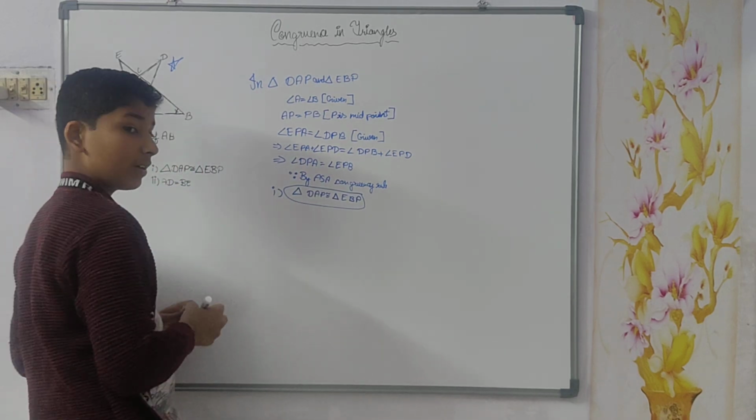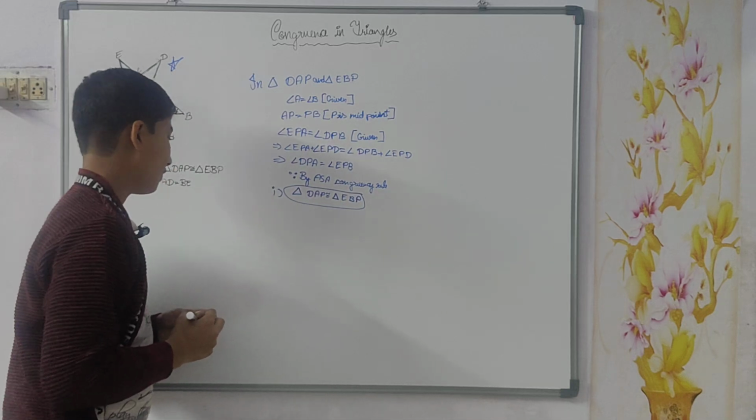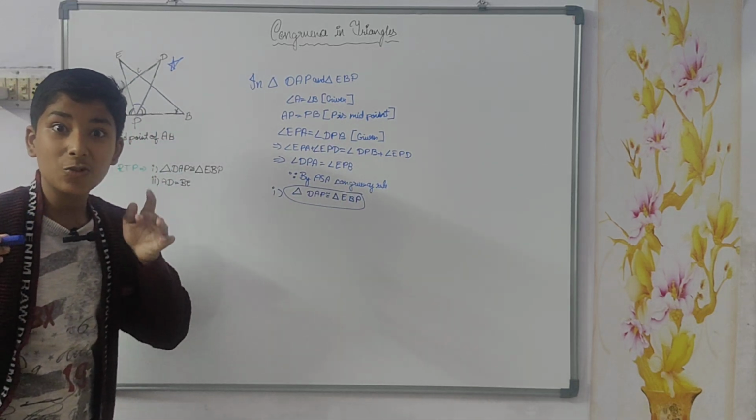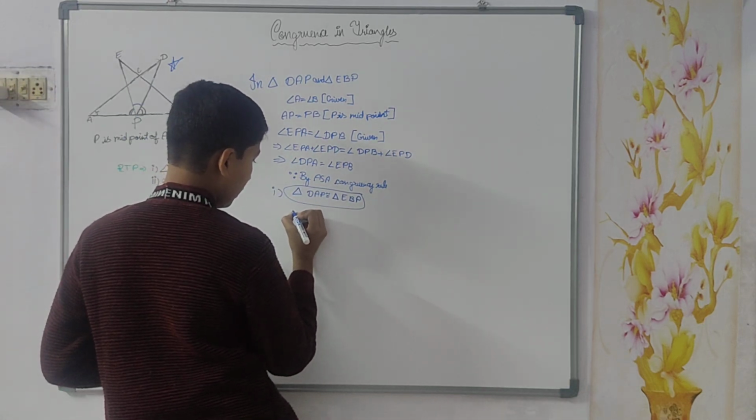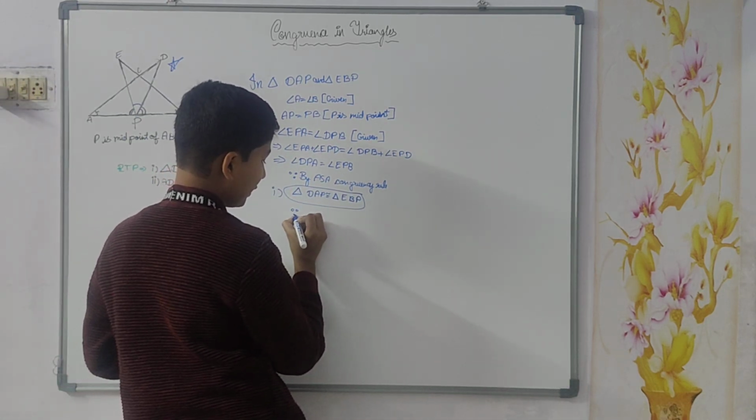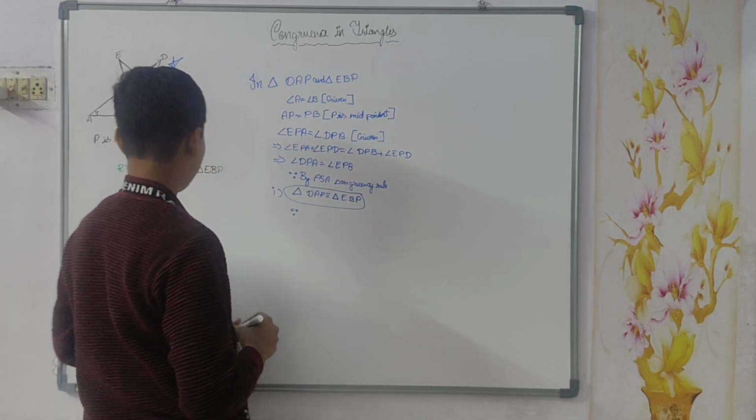Now who will do the second one? Obviously I will do. No, you don't have this much sense also, very bad. Now you see, AD equal to BE. That was just a joke, don't take it seriously.